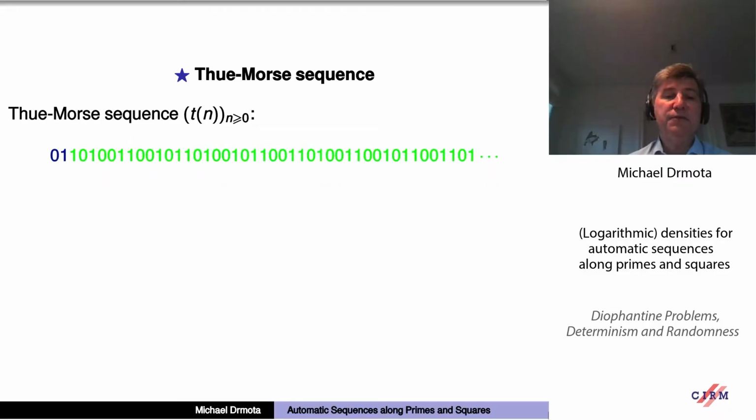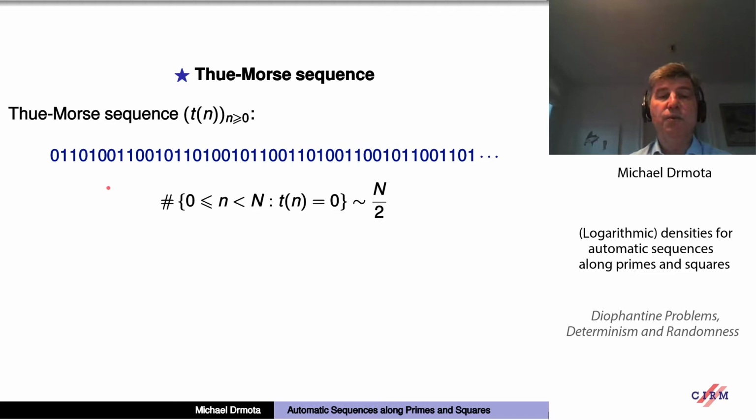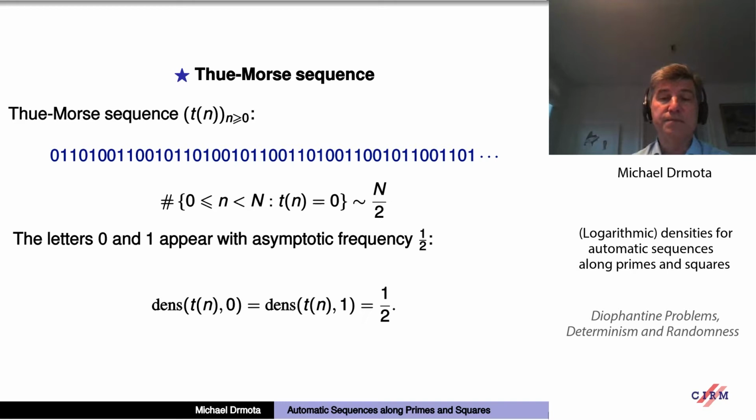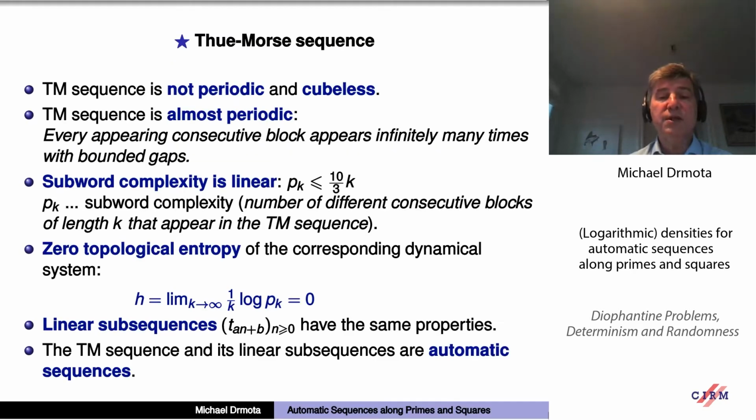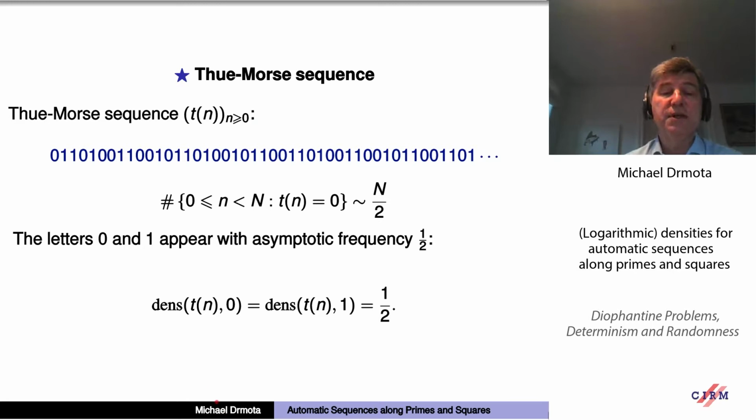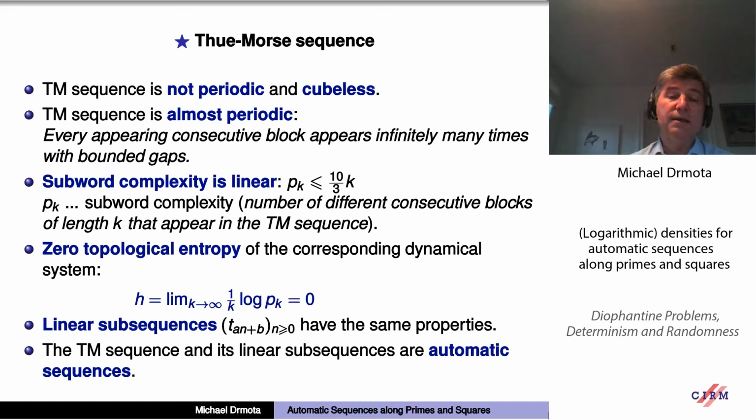From this definition, it follows immediately that the blocks 0, 1 or 1, 0 just appear consecutively. And this implies that the zeros and ones appear with the same frequency 1/2. So the density of the letter 0 and the letter 1 in the Thue-Morse sequence is trivially 1/2. The Thue-Morse sequence has many other properties.